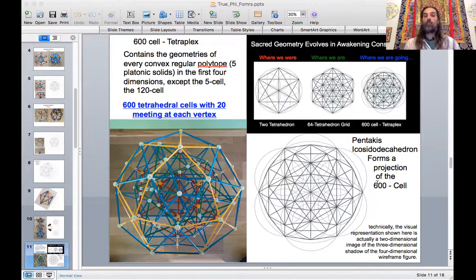This forms that projection. So this is a three-dimensional projection, or a 4D projection in the third dimension. And then what I've done here is take this 3D form and bring it down into the second dimension. So this little diagram is an actual two-dimensional image of a three-dimensional shadow of some four-dimensional wire frame with light going through it, okay? You've got to contemplate that one a little bit.